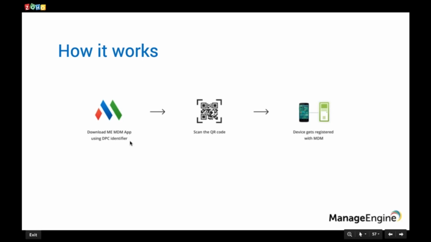You need to download the MeMDM app using a DPC identifier. This is a unique identifier given by Google for ManageEngine's Mobile Device Manager Plus. Once this is done, you need to scan a QR code from the MDM server. This will automatically apply the MDM server's configurations onto the MeMDM app of the device. Once this is done, the device gets registered with MDM. Now let's see how you as an admin can enroll an Android device using this particular enrollment option.